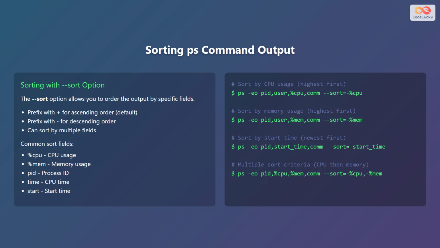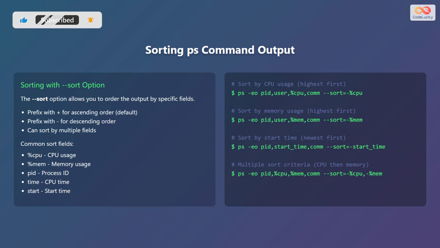The --sort option allows you to order the output by specific fields. Prefix with plus for ascending order, which is the default, or prefix with a minus for descending order. You can sort by multiple fields. Common sort fields include %cpu for CPU usage, %mem for memory usage, pid for process identification number, time for CPU time, and start for start time.